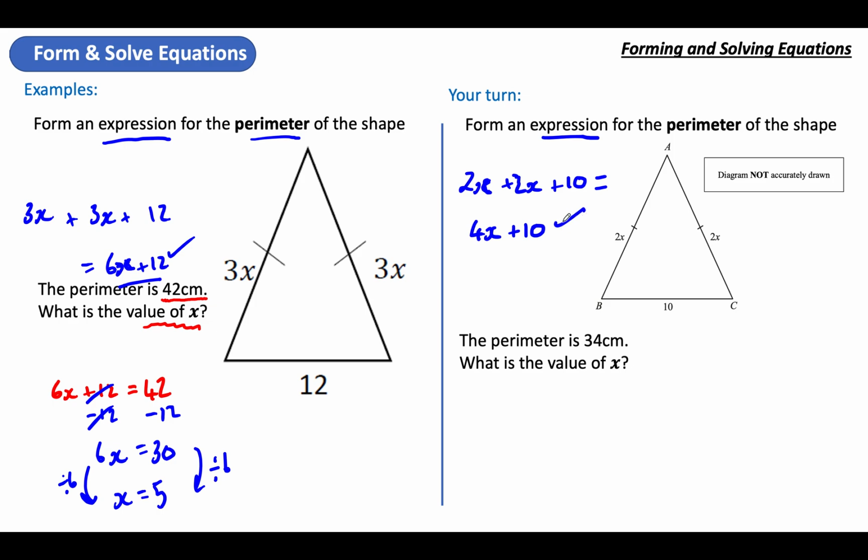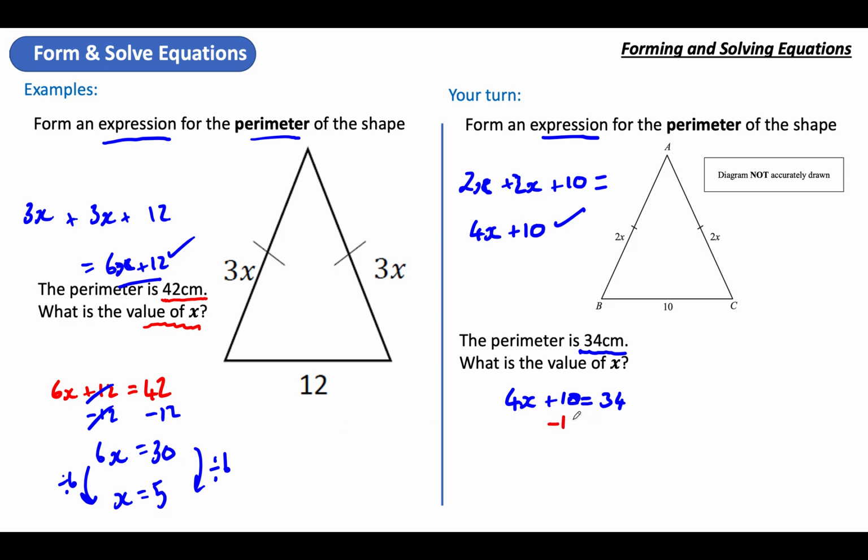Great, you've got an expression. Then it gives us that other bit of information. It tells me that the perimeter is 34, but hang on, this was the perimeter as well. So that means the two things are equal. 4x plus 10 is the perimeter, and 34 is also the perimeter. So they are equal. And then you can solve it. Let's go across to a different colour pen.